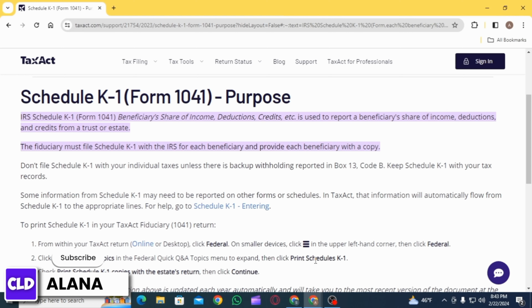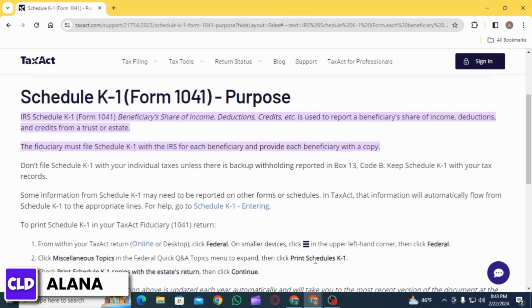Schedule K-1, Beneficiary's Share of Income, Deductions, Credits, is used to report a beneficiary's share of income, deductions, and credits from a trust or estate. It is a tax form used to report the income, deductions, and credits allocated to partners or shareholders of pass-through entities such as partnerships, S corporations, estates, and trusts.